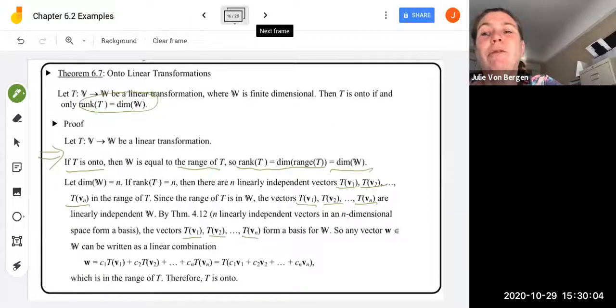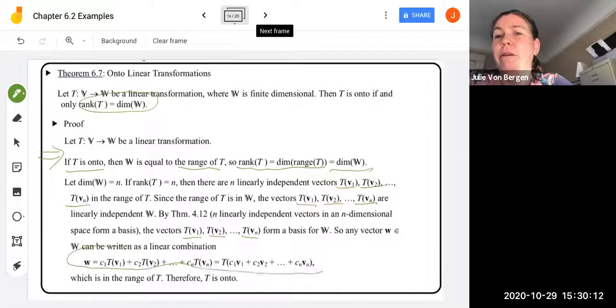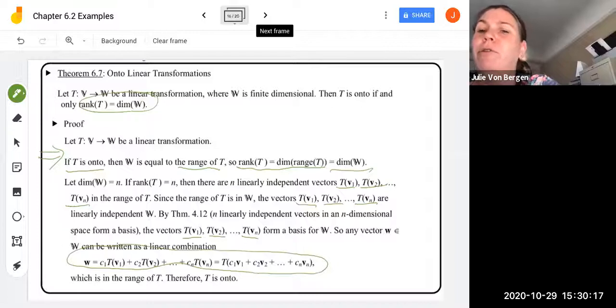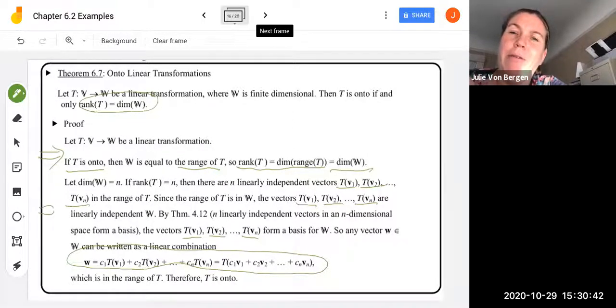So any vector w in the vector space W can be written as a linear combination of T of v1 through T of vn with the scalars c1 through cn multiplied through by them. And so then we know that's just the same as T of c1 v1 plus c2 v2 added through plus cn vn, which is in the range of T. So therefore, we showed that T is onto. Whew. So that second paragraph was our backwards direction of the proof.